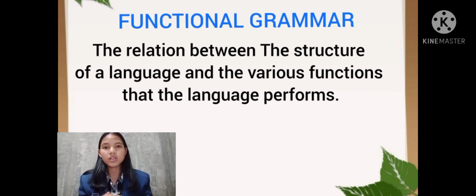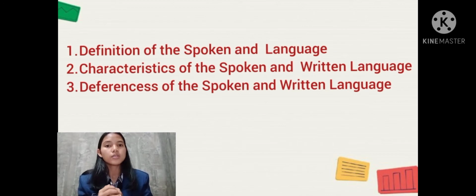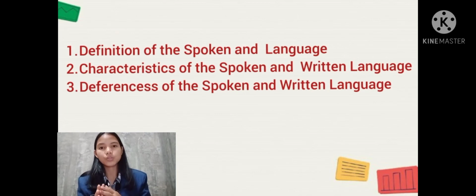Here I want to explain three things about the spoken and written language. Number one, definition of the spoken and written language. Number two, characteristics of spoken and written language. Number three, differences of spoken and written language. Okay, let's be talking about the definition of them.